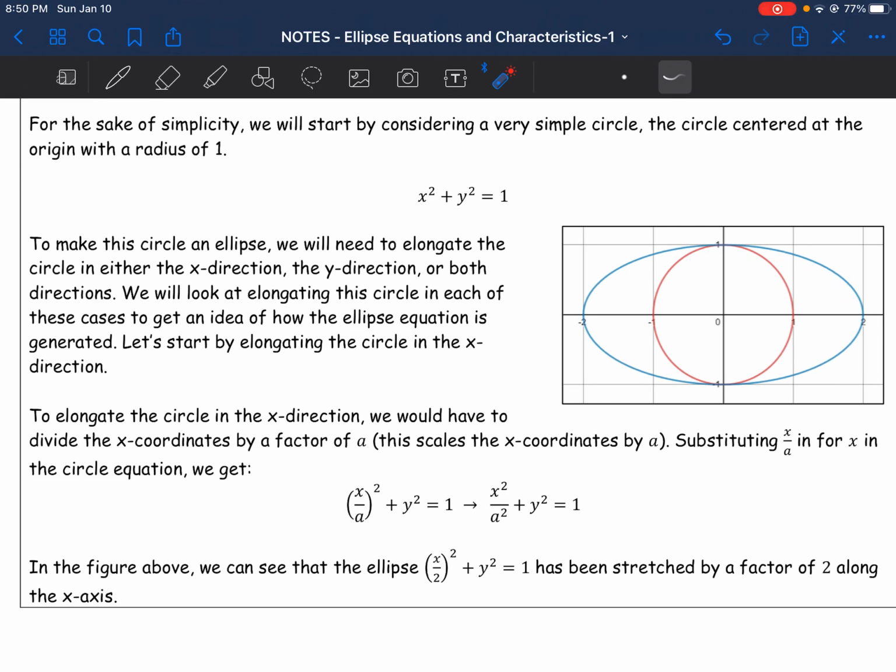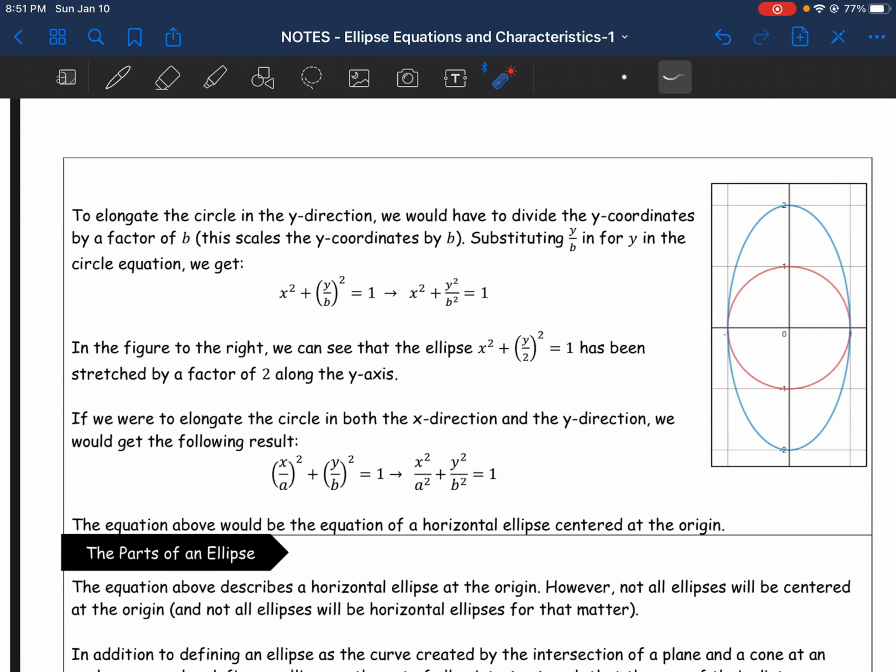So, seeing a more concrete example, let's look at one with some actual numbers. So here in this picture in red, this is the circle centered at the origin with a radius of 1. And what we did is we elongated it in the x direction horizontally by a scale factor of 2. And the way we did that is we took the x and replaced it with x over 2. So we put x over 2 in parentheses, and we get (x over 2) squared plus y squared equals 1. And if you go and graph that in Desmos or some kind of graphing calculator, this is the ellipse that ends up getting created. And notice it just stretched the x coordinates by a factor of 2.